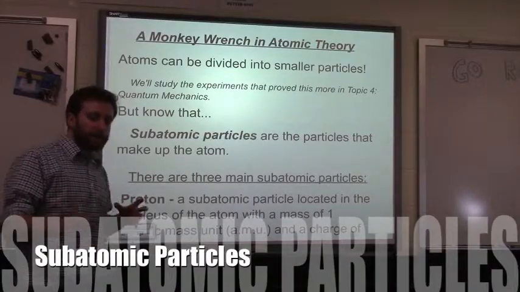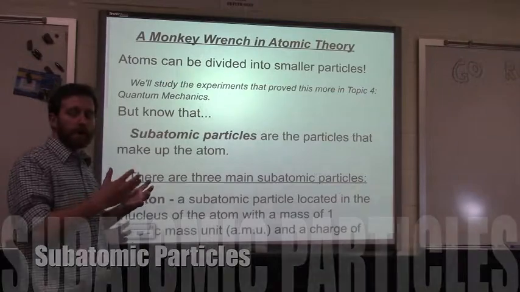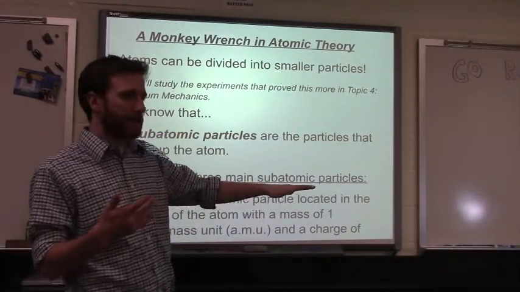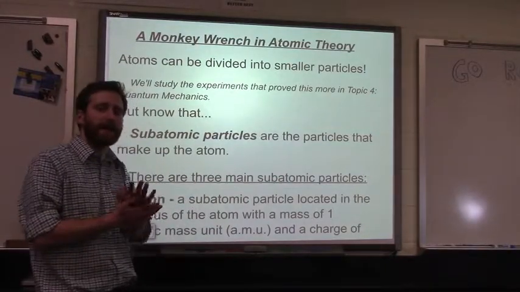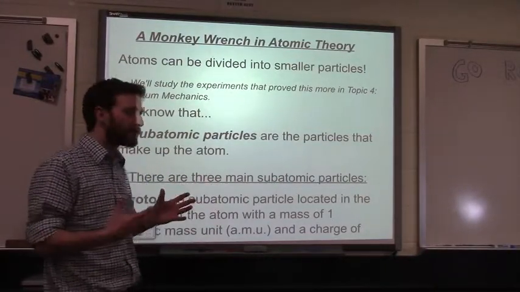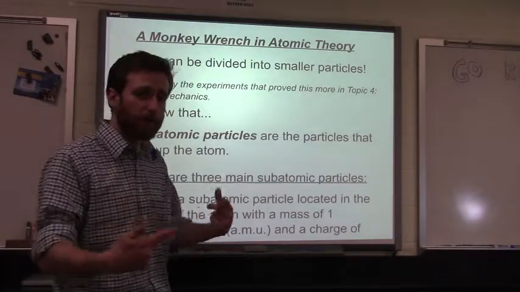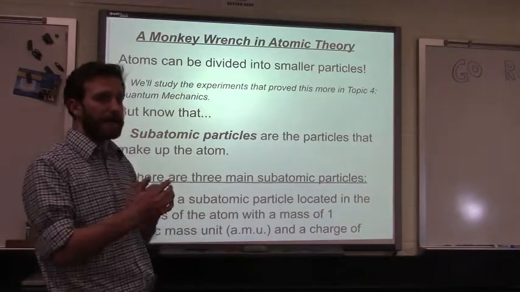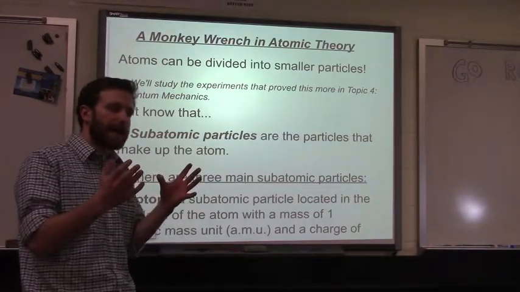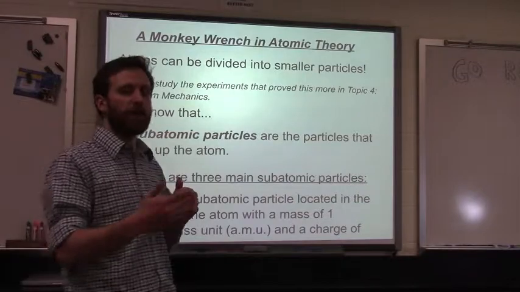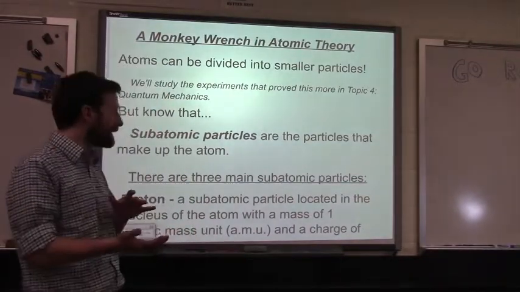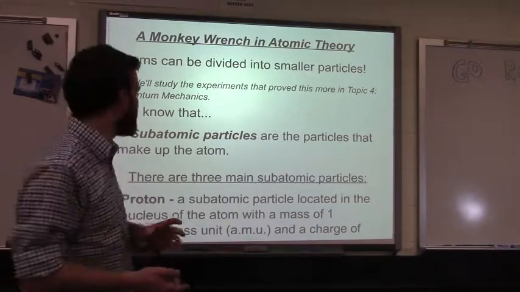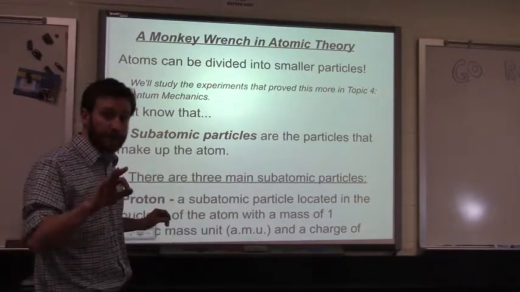Now we did find out, after John Dalton, that there was a monkey wrench in his atomic theory. And that was with that last postulate, that last assumption that I read, that atoms can't be subdivided. Well, they really can, and atoms are made up of smaller particles. So we're going to study a lot in topic 4, quantum mechanics, the structure of the atom and how the structure of the atom evolved through history. But for right now, know that subatomic particles are the particles that make up the atom, and there's 3 of them.